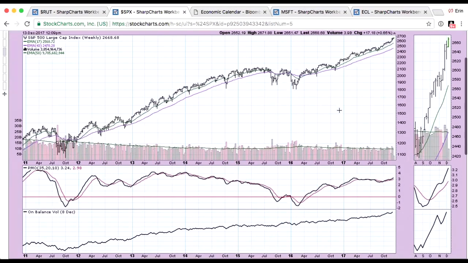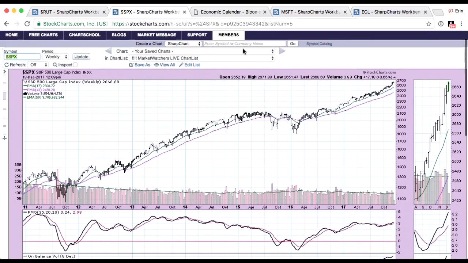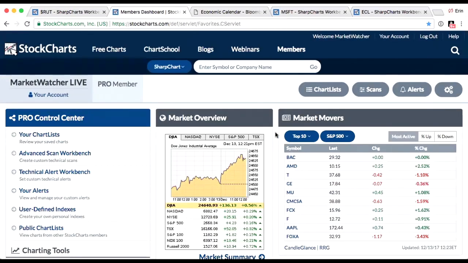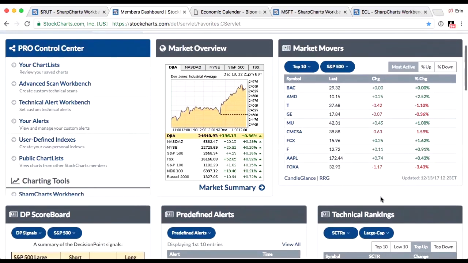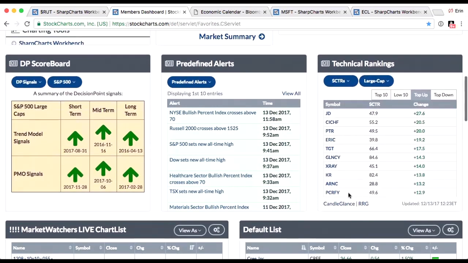All right, so we were looking at the S&P. I'm going to go back to our member page, because I wanted to look a little bit at our scooter rankings. As far as our DP signals, and I explained this last Friday on how to read the trend model signals: short term is your 5 and 20 day EMA crossovers, if you remember. Midterm, intermediate term is your 20, 50 day EMA crossovers. And the long term are 50, 200 day EMA crossovers. The date below tells you when the signal came in.